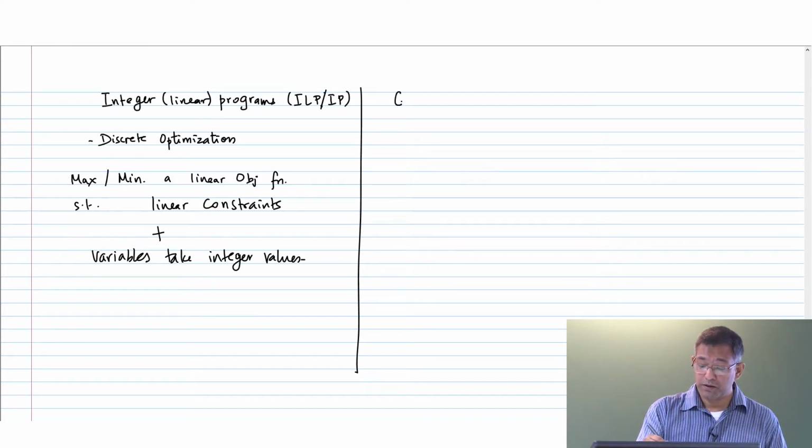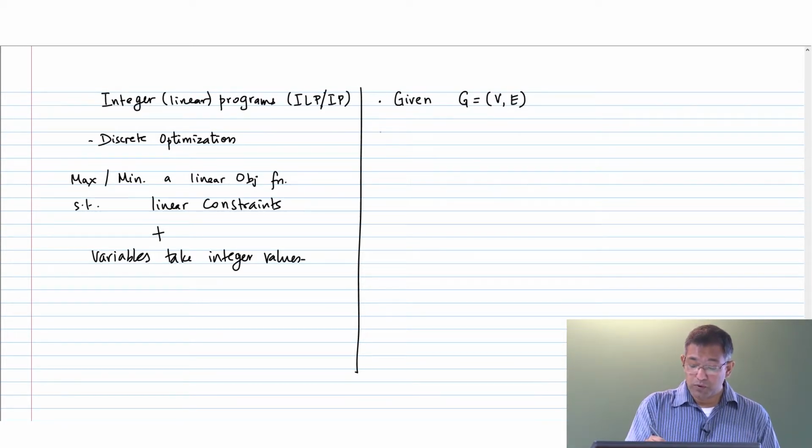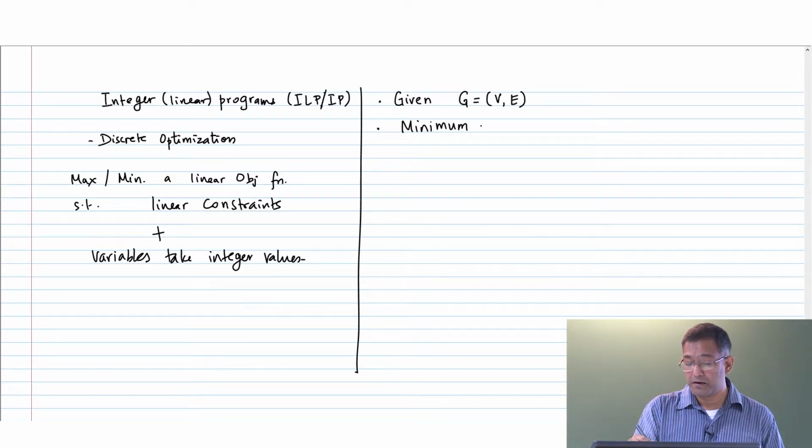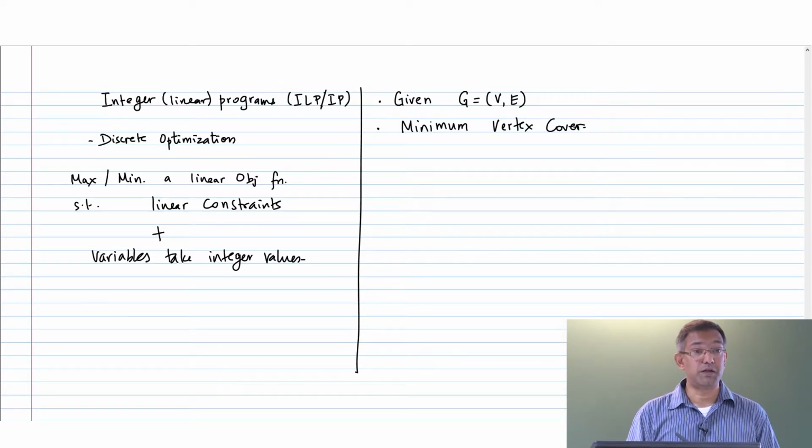Let us say you are given, I am going to take a combinatorial example. Let us say you are given a graph, and what we want to do is to compute a minimum vertex cover. So, what is a minimum vertex cover? Let us take a graph.